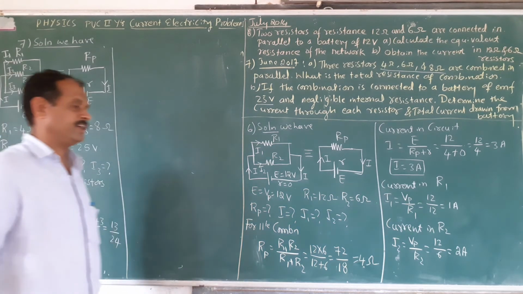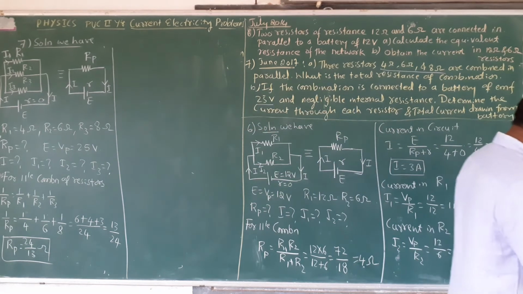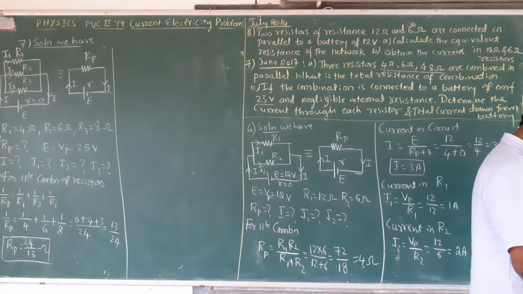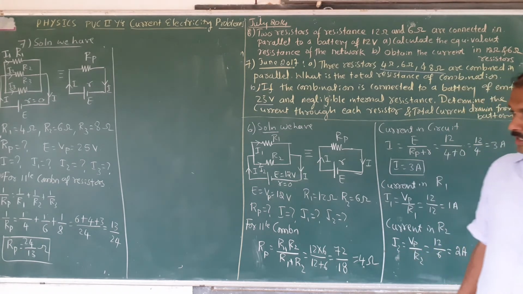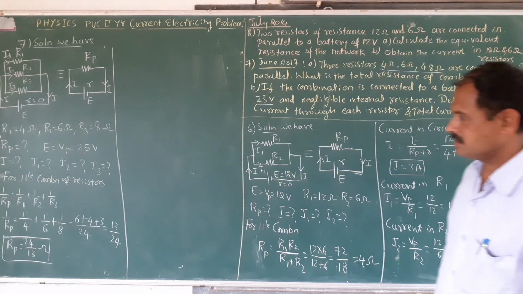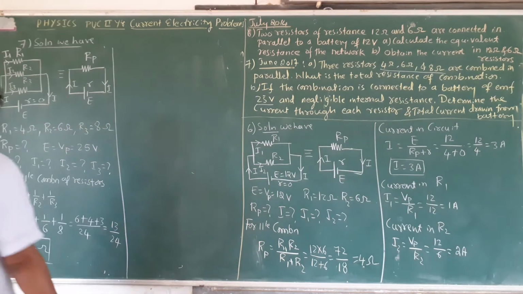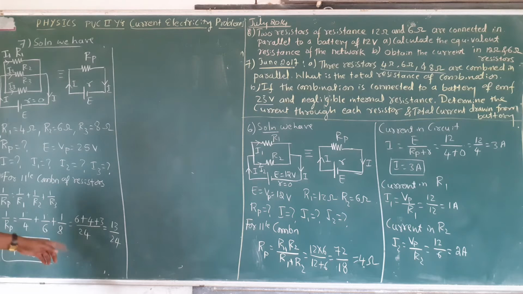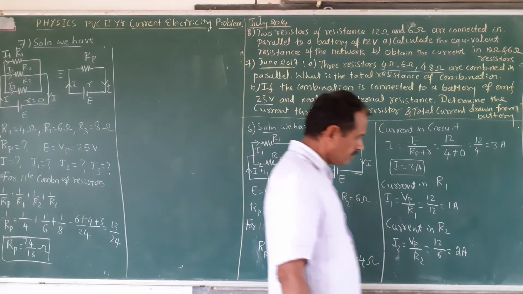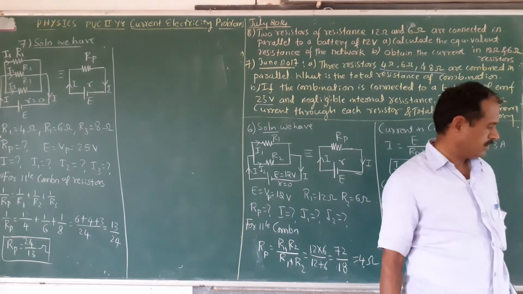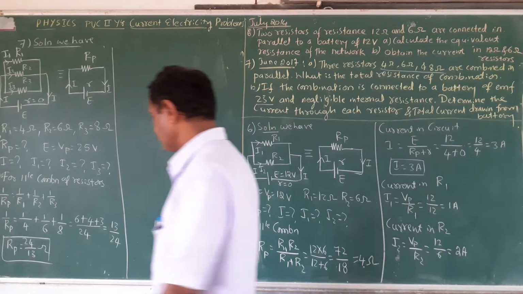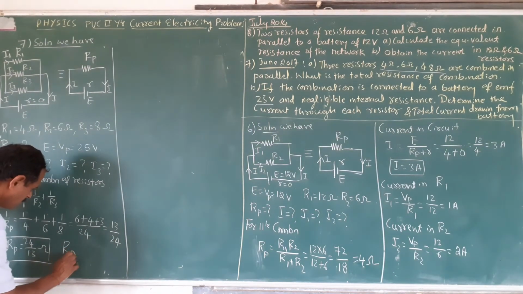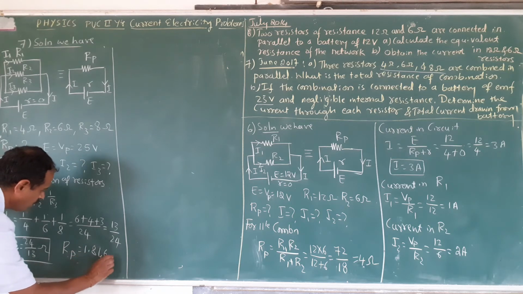This is the effective resistance of the parallel combination of the three resistors. This is 13 divided by 24, this is 1 divided by Rp. Then Rp is equal to 24 divided by 13. This is the Rp. Then you find that it is 1.846. Rp is 1.846 ohm, you got the answer.